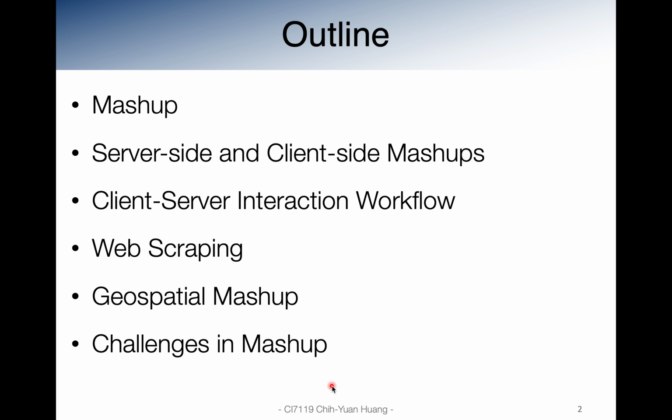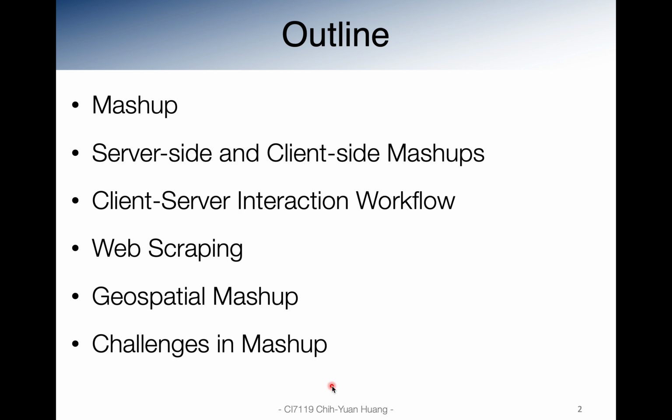So basically, the idea of the geospatial mashup comes from the previous unit, which is web mapping, and we talked about how web mapping helps us to produce maps and share the maps on the web, so that we can have a map platform to show us different satellite images or street maps.